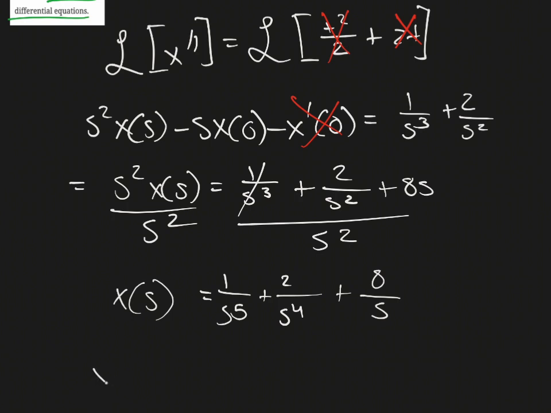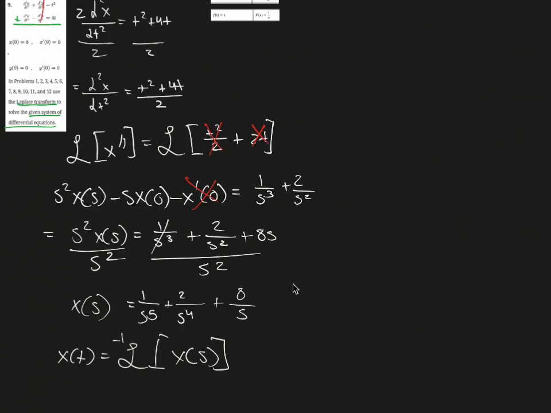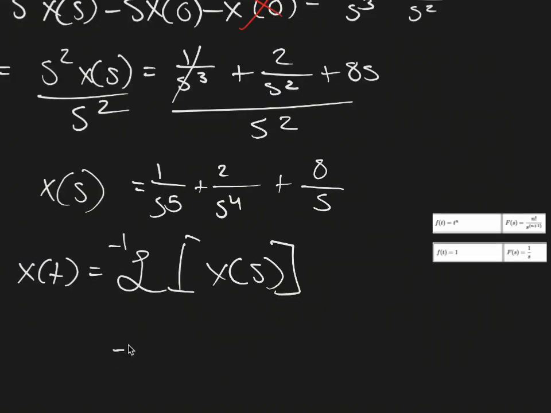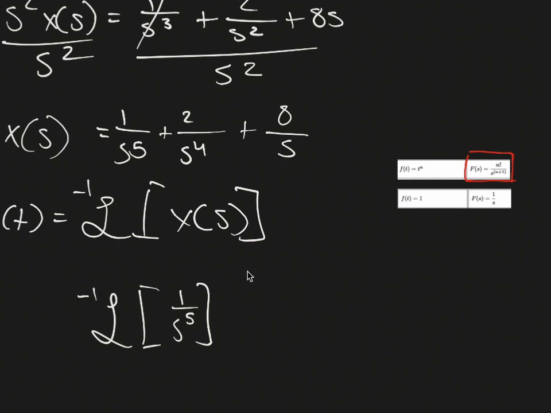Because x of t is equal to the inverse Laplace of X of s. Let's bring down our Laplace rule. The inverse Laplace of 1 over s to the 5th. Our bottom exponent is 5. So in order to find n, we can just set 5 equal to n plus 1, and n is going to be equal to 4. So just plug in 4 for all the n's. So it's going to be 4 factorial over s to the 4 plus 1, which is 5.